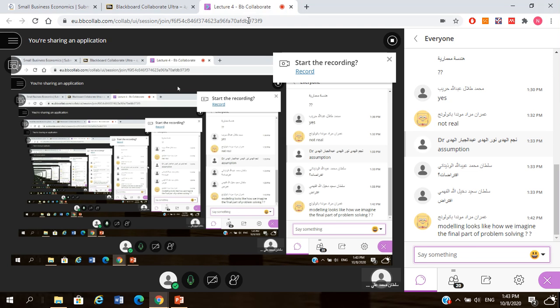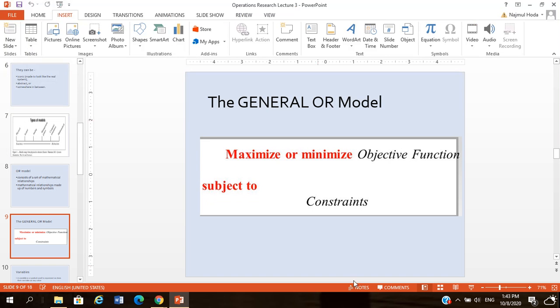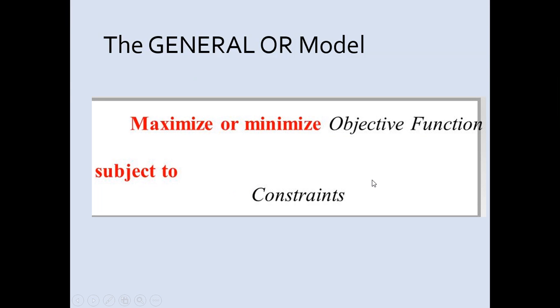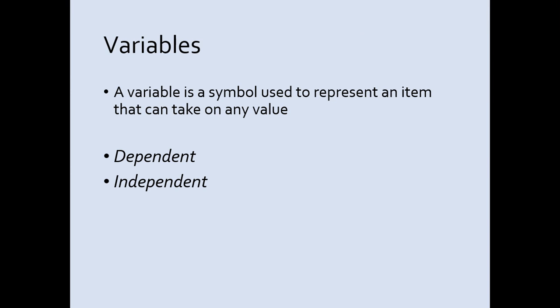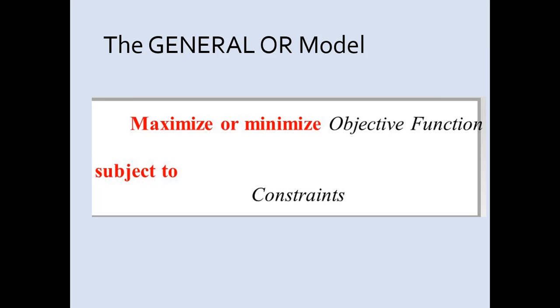So, now let us look at this equation. This is the general OR model: maximize, minimize, both in red, objective function subject to constraints. Let me first explain this equation gently, in a general way. Listen carefully. I think this is very easy. None of the words are so difficult to understand. It is easy, but you have to pay attention, and if you do not pay attention now, the rest of the chapters will be very difficult for you to understand.